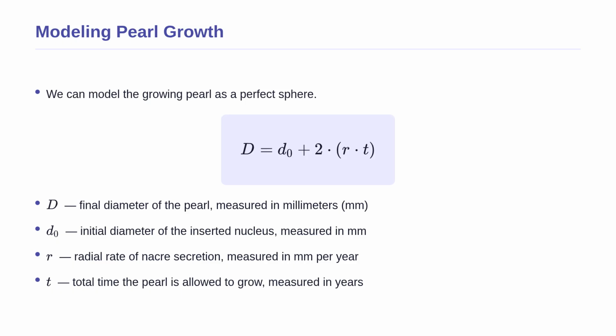Let us break this down. D is the final diameter of the pearl in millimeters. The symbol D naught represents the initial diameter of the foreign particle or inserted nucleus. The variable R is the radial rate at which the oyster secretes nacre, measured in millimeters per year. Finally, T is the total growth time in years. Notice the factor of 2. Because nacre is added to all sides of the sphere, the diameter grows by twice the radial secretion rate. If the environment is poor, R decreases, resulting in a smaller pearl.